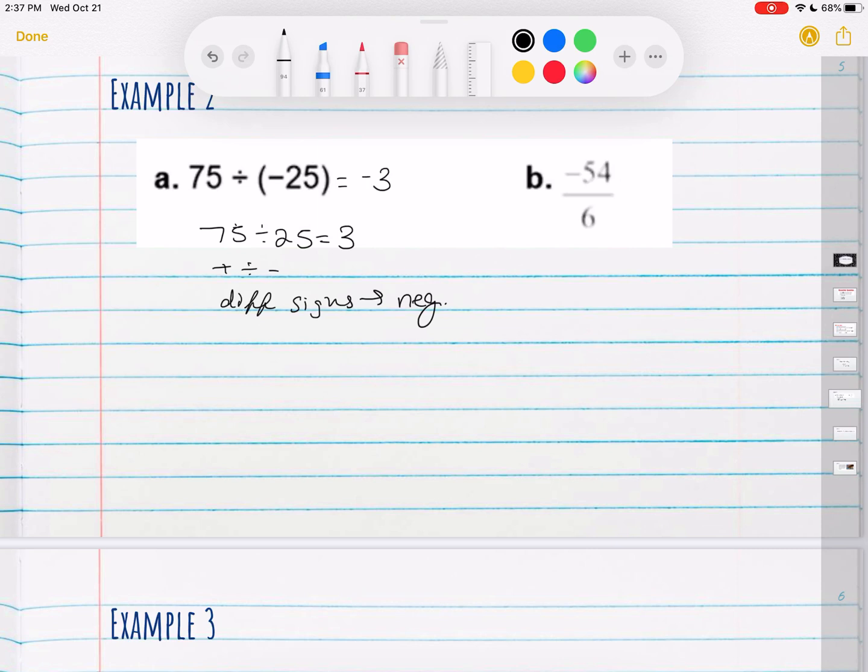And lastly, negative 54 over 6. What does this fraction bar line mean? It means to divide. So what is 54 divided by 6? That's 9. And let's see, the 54 is negative, the 6 is positive. I'm dealing with different signs. So my answer is negative. The negative 9.